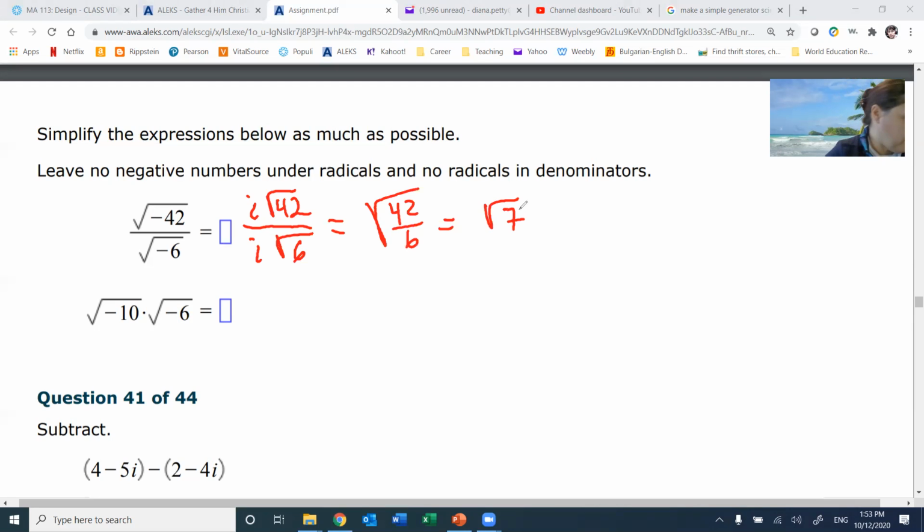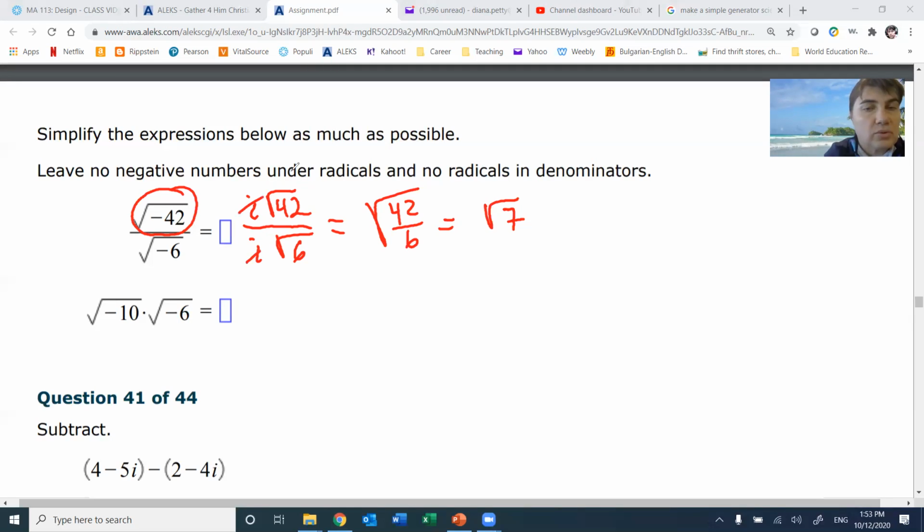What is this? Yeah, square root of 7. I mean, this one just turned out to be nice like that. What you do when you see a negative square root, you make it into i times whatever the square root is. Radical, it doesn't need to be a square. And then the same thing with the denominator.